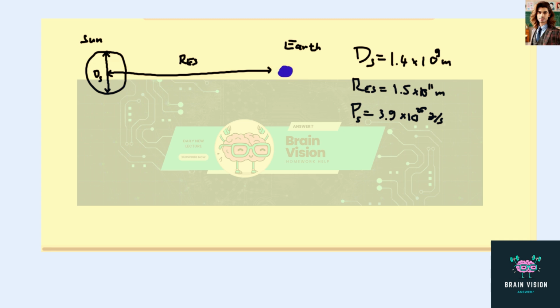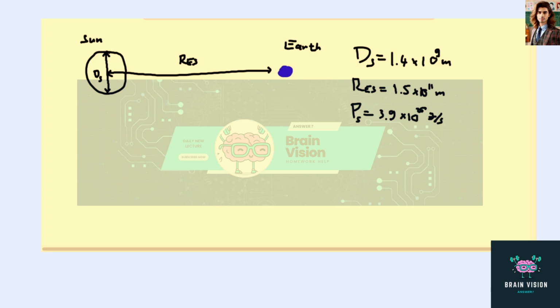Hello everyone, this is a solution to problem 30 of chapter 24 of college physics. We're given some basic information about the power radiated by the sun, and we're asked to find what the intensity of that power is incident on the surface of the sun and at a distance away from the sun that is equal to the Earth-Sun distance.